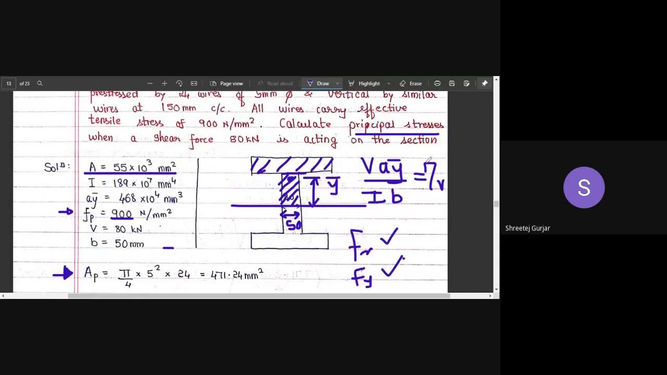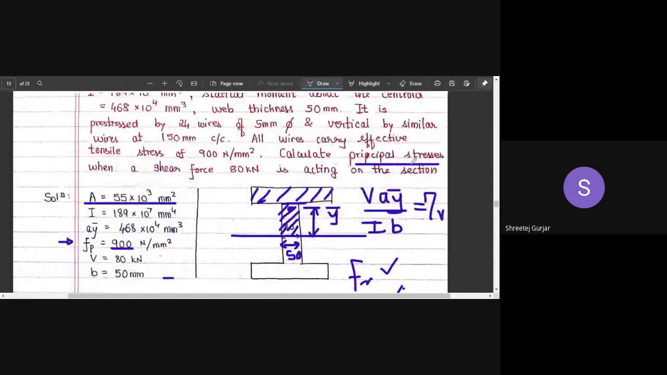The main thing here is that you have to calculate this tau V, which deals with your area and Y bar. Make sure you calculate properly using your calculator. You have to substitute and calculate properly. So this is an example regarding the I section. I hope this numerical is clear. If you have any doubts, you can ask.